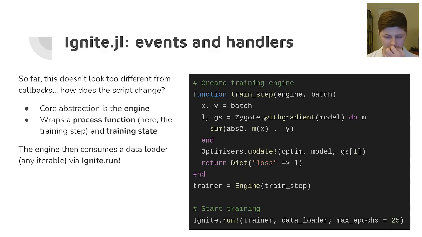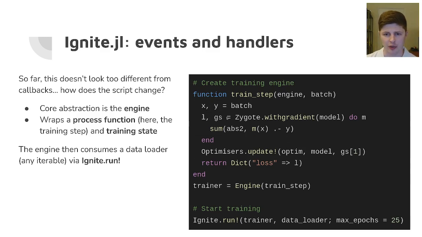The arguments to the train step function are always the same. So it's an engine and a batch. The batch is just whatever your data loader iterator returns. Here we take it to be just a tuple of x, y data. The engine is an instance of the engine type, which is defined by Ignite.jl, and then here we have a regular SGD type step.